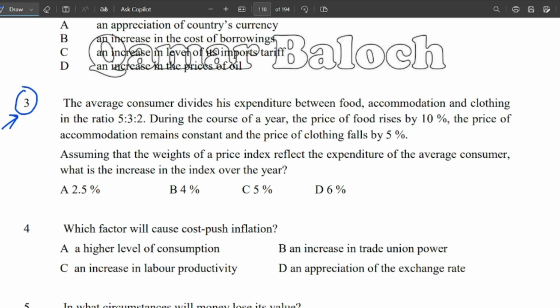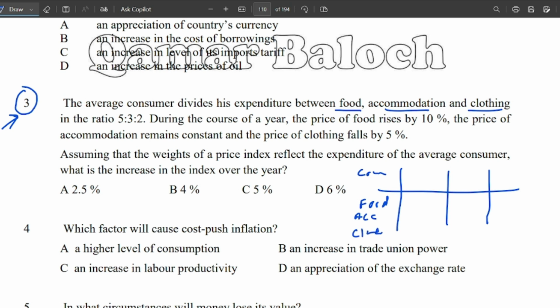First of all, you have to convert this word problem into a table, right? You can make a table like this, and write commodities or products here. What are the commodities here? One is food, then accommodation, and then clothing. Again we have weightage. Weightage is given in the ratio of 5:3:2, and we can find the sum of weights as well: 5 plus 3 plus 2 is equal to 10.